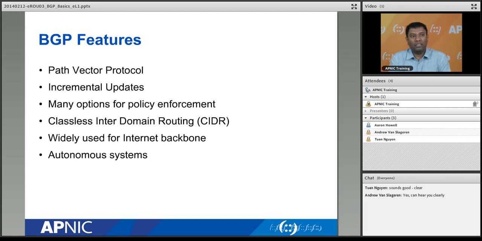BGP features. What are the features that BGP has got? It's a path vector routing protocol. What does it mean? It means when we learn any route through the BGP routing protocol, when any router learns a route, the router also knows through which path the prefix came, meaning through which networks the path came, right?